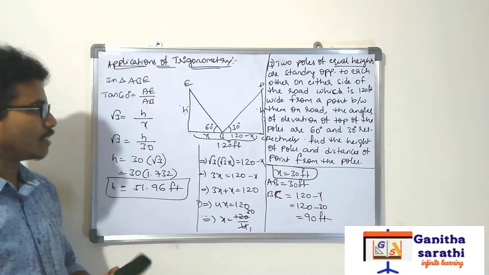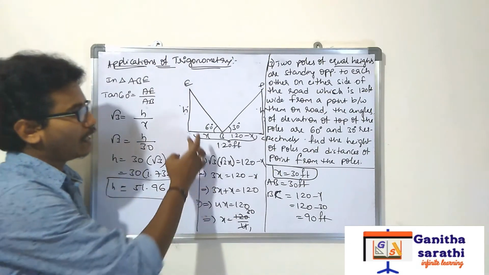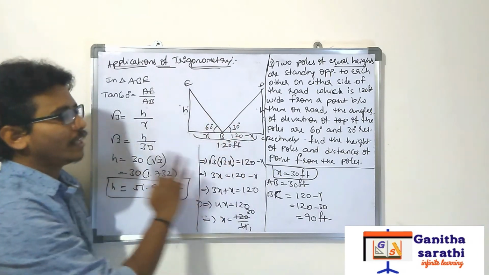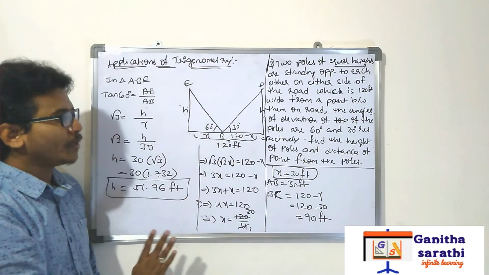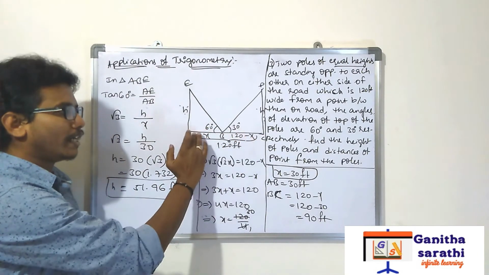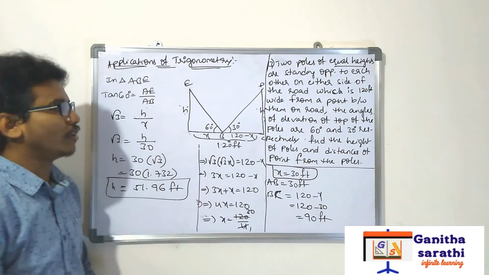Understood all of you? So this is the height of the pole. Remember one thing, if the width is given like this, you can take x here also. If you take x here also, you will get the same answer. The answer will not change. Don't confuse why we should take x here only, why we should take 120 minus x. You can take 120 minus x here, and also x here. Anything you can do.